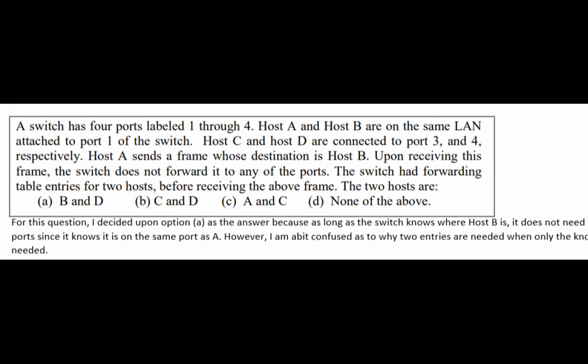I'm just asking, I picked option A, which is B and D, because it's the only option with B inside. But in this case, it does not need to know where D is. Right? No, but the question says the switch has forwarding capabilities for 2 hosts, right? So that means you should choose the one where B is there, right? Okay. That's correct.